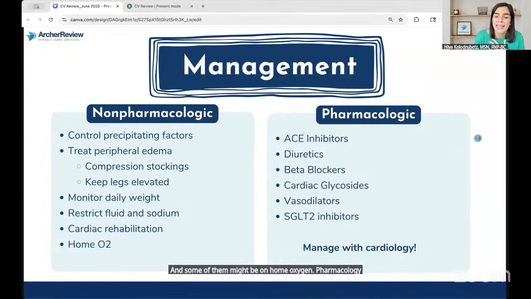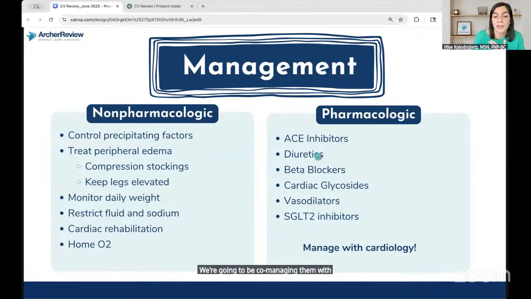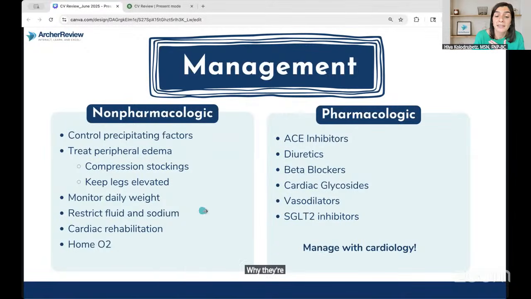Pharmacology. So again, I'll do a separate lecture on this, but this is going to be initiated by cardiology. If you're really suspecting heart failure, they need that echocardiogram. Cardiology will start them on the pharmacology. We're going to be co-managing them with cardiology to make sure patients understand the medications they're taking, why they're taking it, and the schedules that they're on. That's really important.